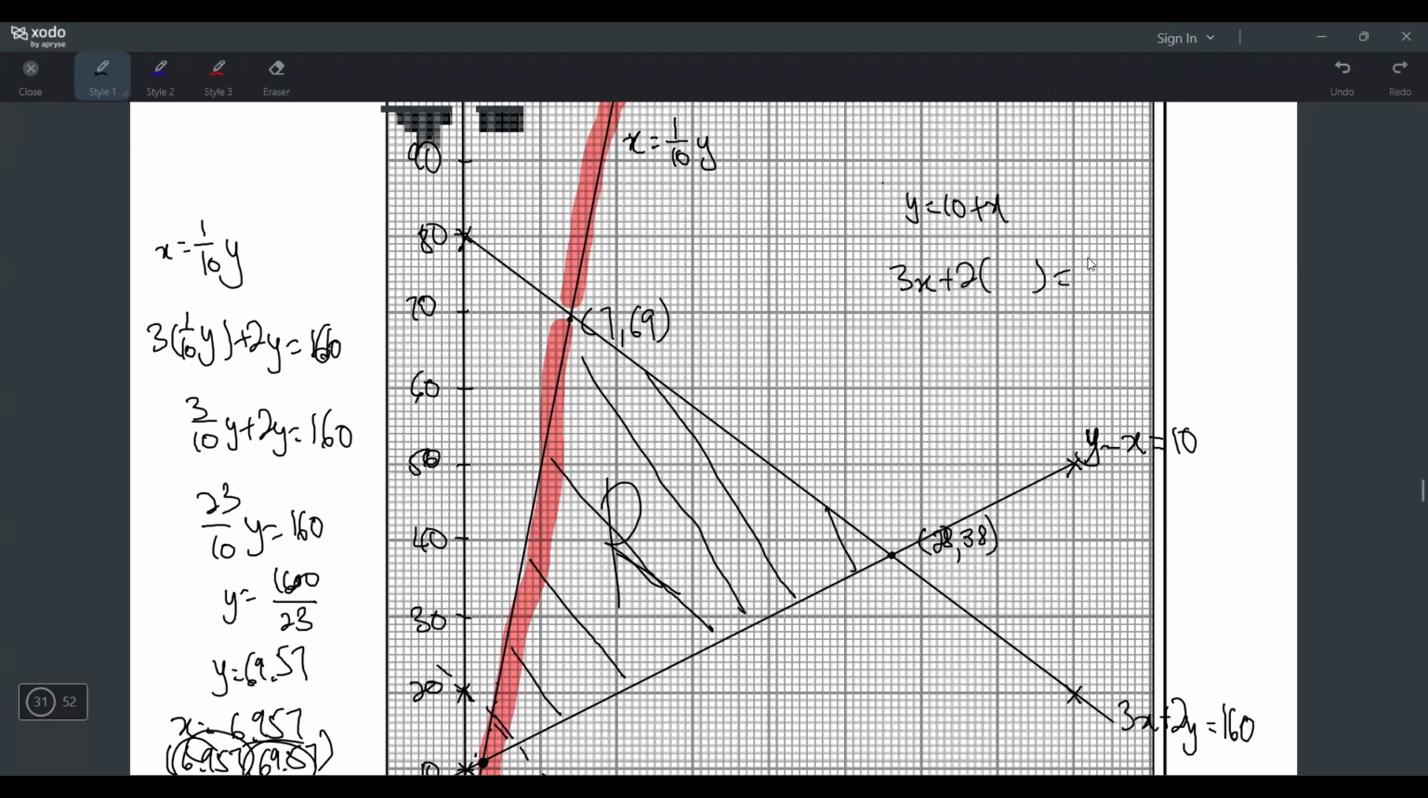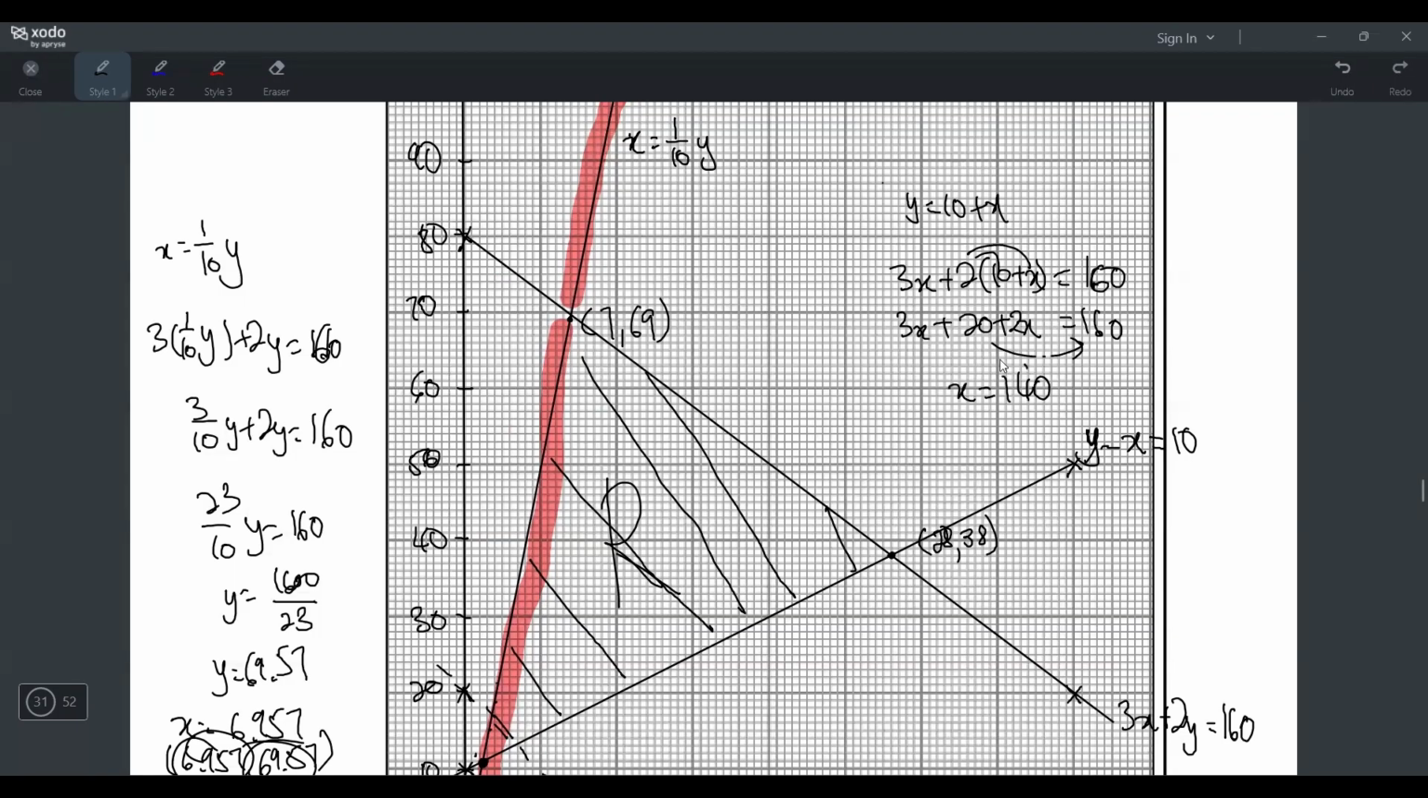3x plus 2y equals 160. Because you want to get the intersection. So now you find x. 3x plus, this one is 2x, right? This one is 20 plus x. And then here 3x plus equals 160. This one is 4x. 160 minus 20 is 140. So x will be 140 divided by 4. Wait, no, this one is 2x. Silap, this one is wrong already. So it should be 3x equals 140.